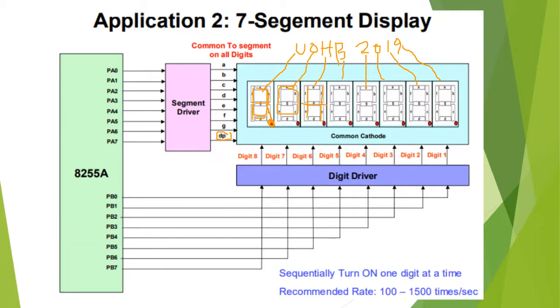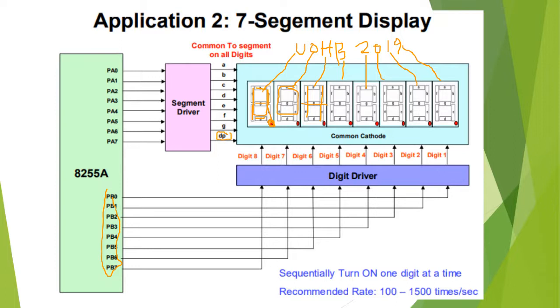So how can we organize this? We use another port, port B, for example. You can see PB0 is connected to this bit, PB1 is connected to this bit. So this is the digit driver. The digit driver turns one digit on, then the next one on, then the next one on, and we send the corresponding data there. It is a very short period of time, so human eyes cannot see the difference.